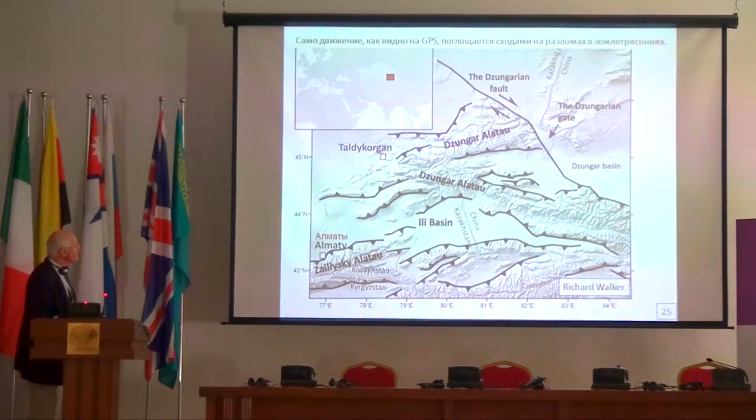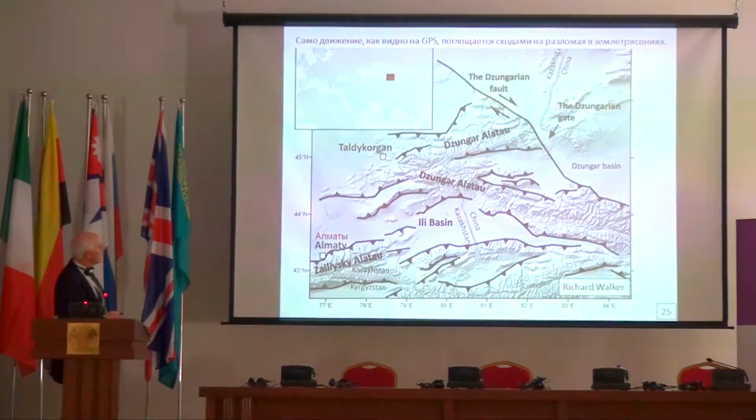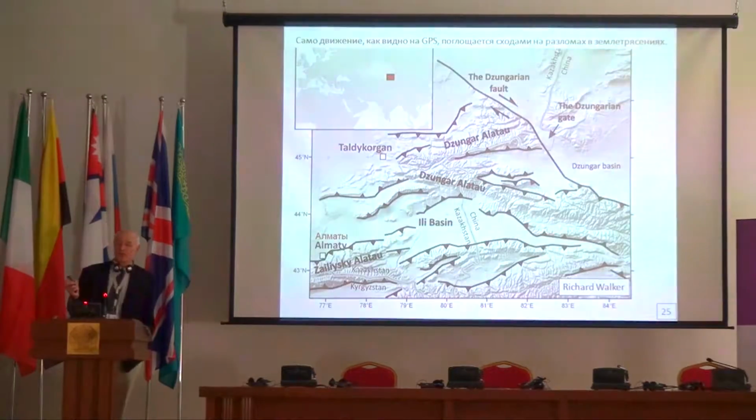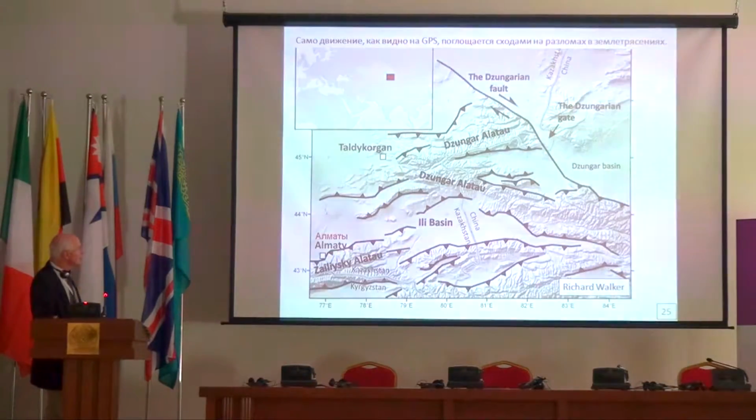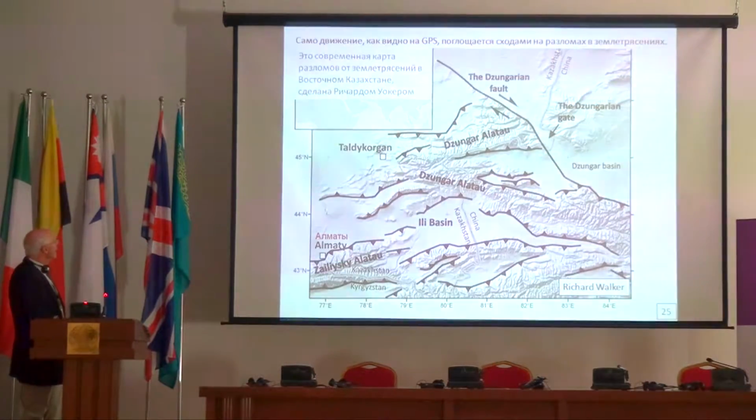This is a modern map produced by Richard Walker showing the main faults in this part of Central Asia. Here is Almaty. The black lines show the major faults which are responsible for earthquakes, which we know about. Right, this is not a complete job yet. This research is continuing, but this is what a modern map looks like of the faults which produce earthquakes. This is the result of a lot of field work by Richard and his colleagues from Kazakhstan and Kyrgyzstan in this region over the last 5 years.